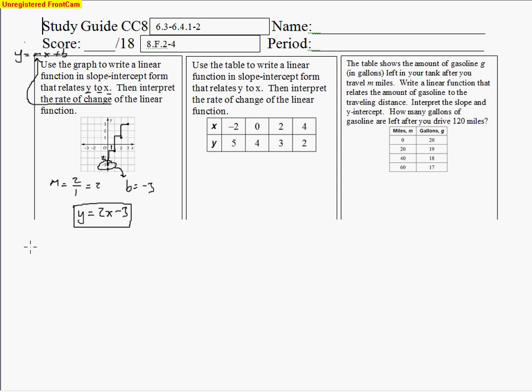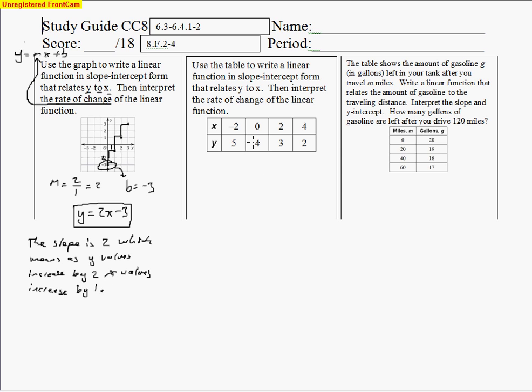And so what the slope means is, we'll say, the slope is 2, which means as y values increase by 2, x values increase by 1. That's what that ends up representing.